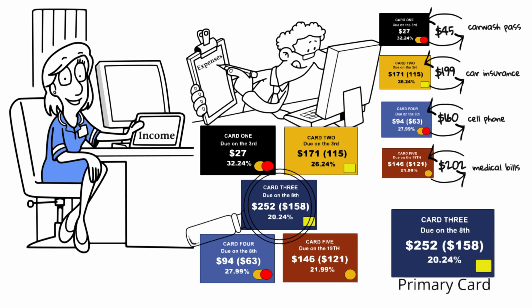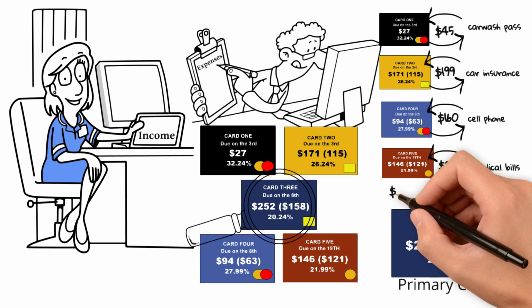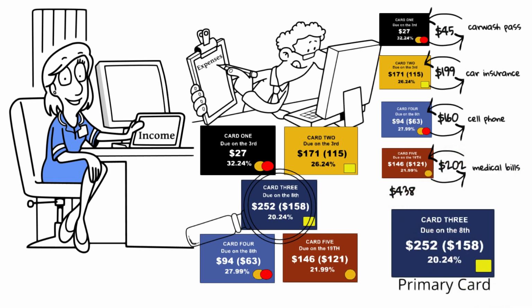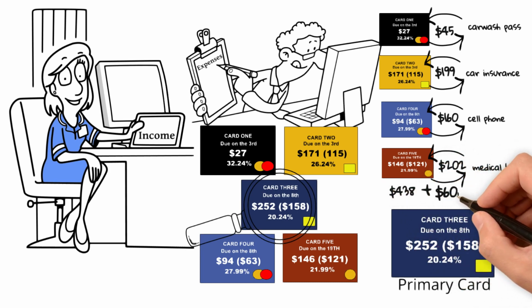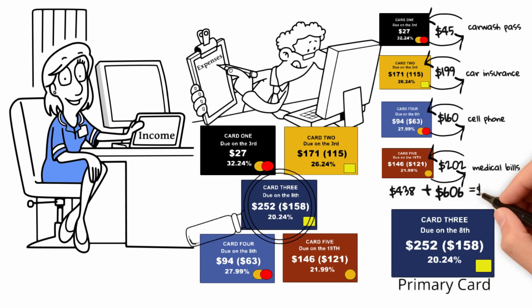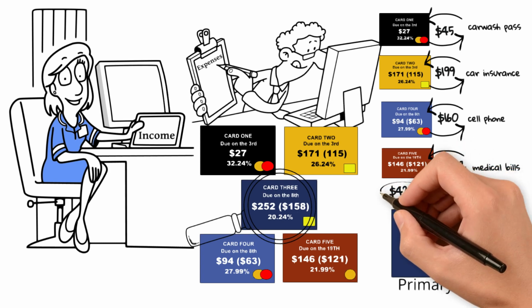So what we have done is, instead of paying $438 in minimum credit card payments and $606 in miscellaneous bills and having to come up with a total of $1,044 and no extra money, what we're going to do instead is we have those $606 has now become the minimum payments on all of those credit cards. So we've freed up the $438.